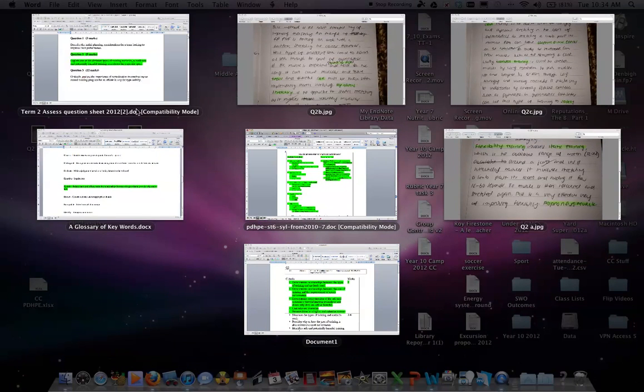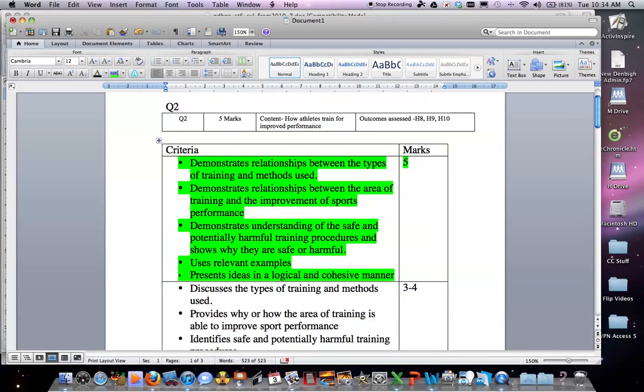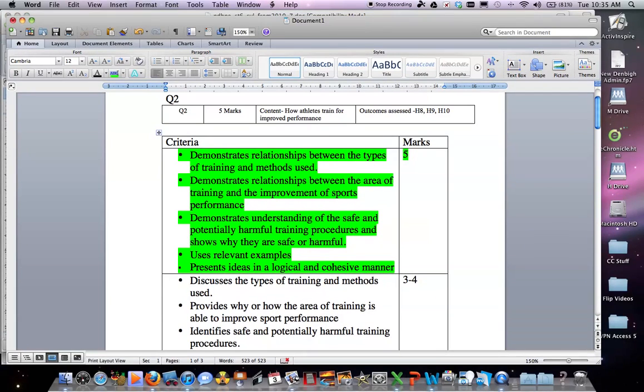So if we have a look at this here, we can see the marking criteria. To get 5 marks, you need to be able to demonstrate relationships between the types of training and the methods used. So what are the types of training? And within that type of training, there are different ways of achieving that. So what are the methods that we use to train? What are the relationships between the type of training and how improvement of performance occurs?